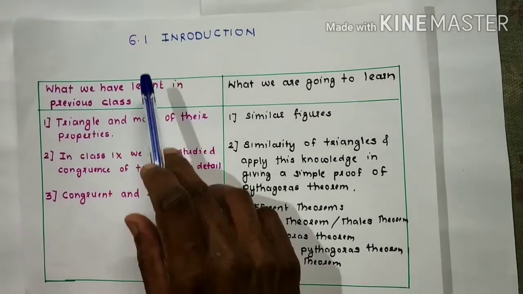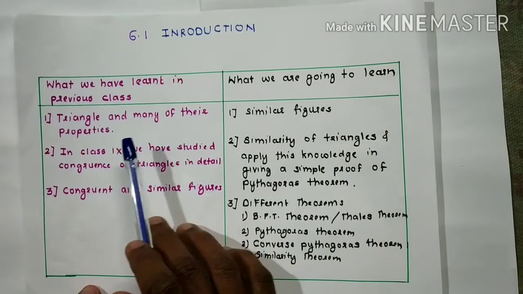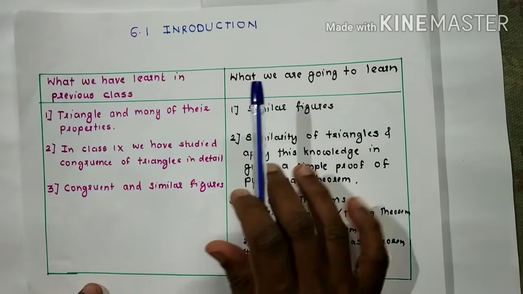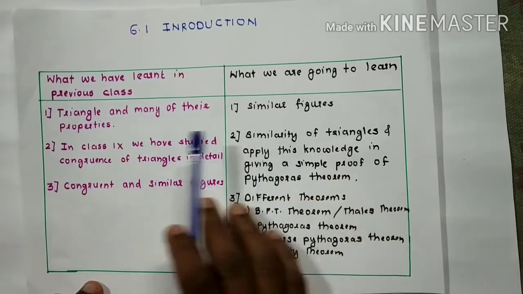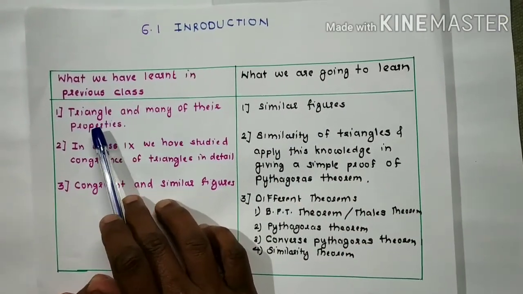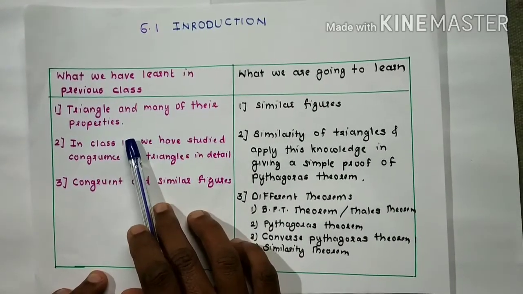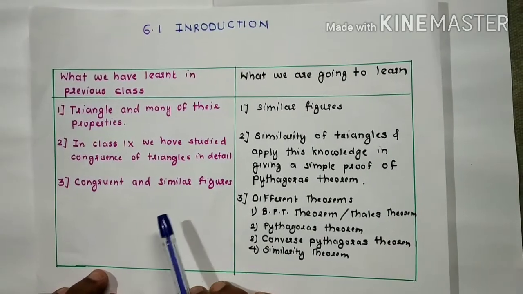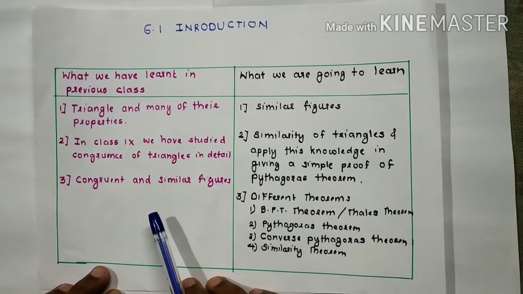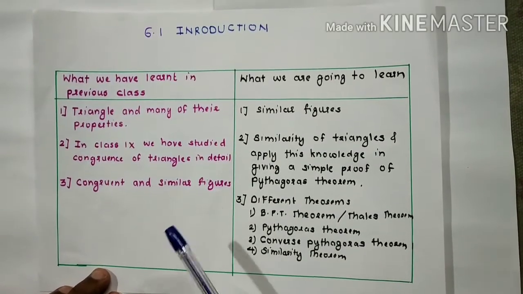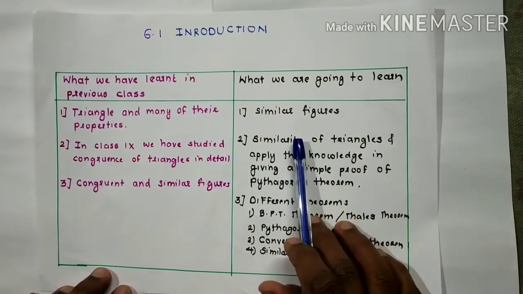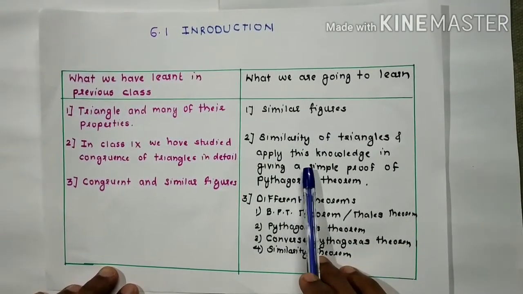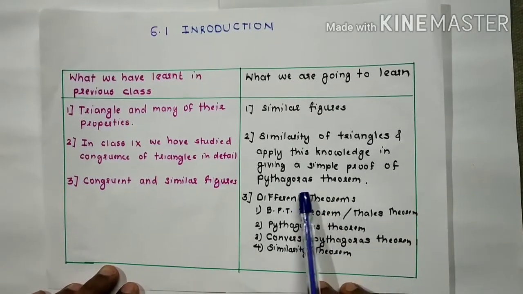First take the subtopic 1, that is introduction. In the introduction part, what we have learned in previous class and what we are going to learn in this chapter. In the previous class we have learned triangle and many of their properties. In class 9th we have studied congruence of triangles in detail. And third topic was congruent and similar figures. And many topics we have learned. In this chapter we are going to learn similar figures, second similarity of triangles, and apply this knowledge in giving a simple proof of Pythagoras theorem.